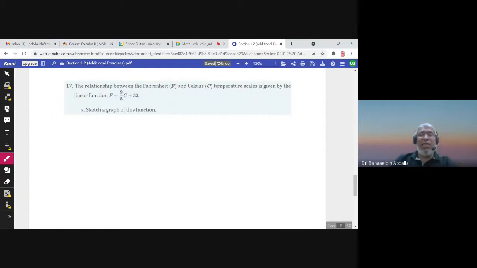The last question, this is a relationship between the Fahrenheit F and Celsius temperature scales. Now sketch a graph of this function. Well, C instead of x, F instead of y. Here F is written as a function of C. If you want to graph this function, this axis would be the C axis and this axis would be the F axis. The y-intercept is 32. Okay, so you can start by the y-intercept 32. Let me say that this is 10, 20, 30. So 32 is somewhere here. So this is the y-intercept. This is 10. Okay, I'm going 10 units.